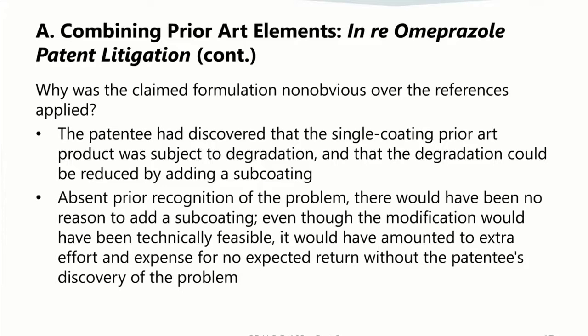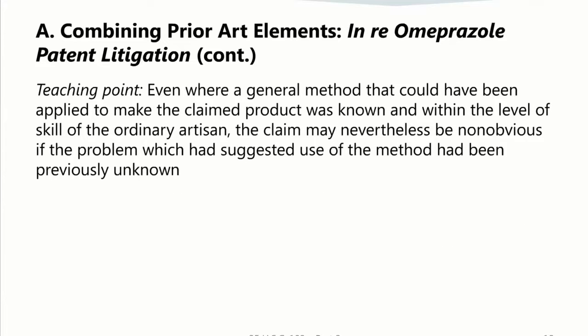It was non-obvious because the patentee discovered that the single-layered omeprazole was subject to degradation and a subcoating could reduce degradation. Without a recognition of the problem in the prior art, one of ordinary skill would have had no reason to add a subcoating even though it would have been feasible. The lesson here is that even though a general method is known and within the level of skill of the ordinary artisan, if the problem suggesting the use of the known method is not recognized, the invention may be non-obvious.